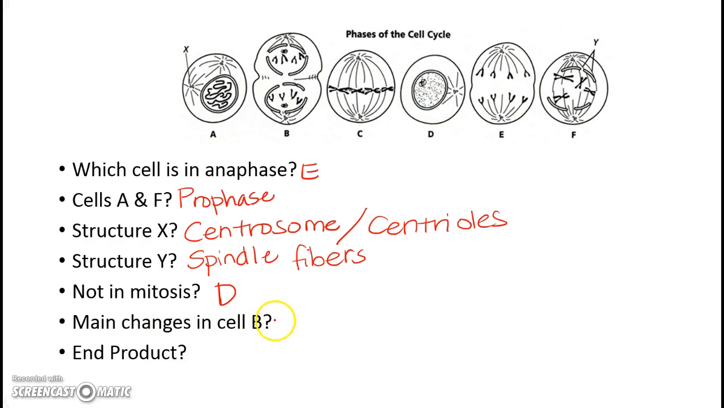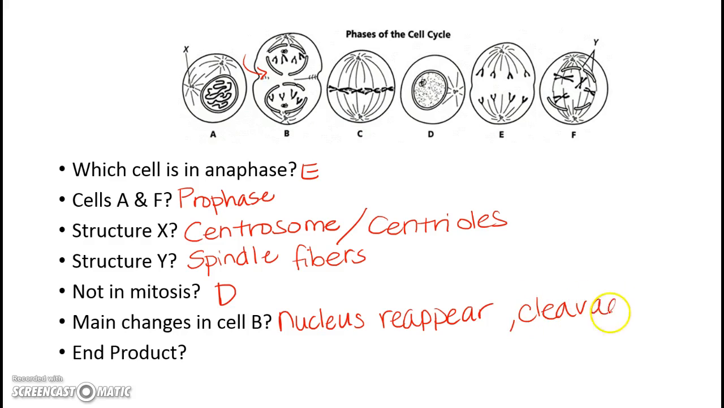And the main change in B, okay, so in B, it kind of looks like it's already done anaphase, but we start to see the nucleus coming back. And so the nucleus starts to reappear. Okay, and we also see the cleavage furrow here. Okay, and the end product is two identical daughter cells.